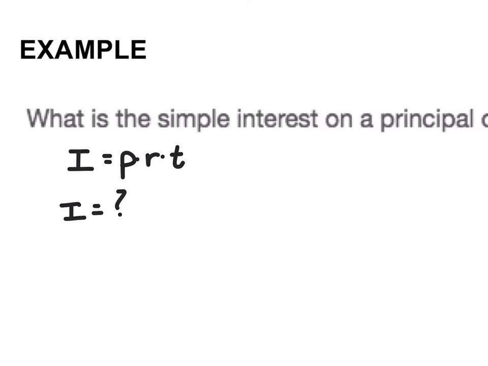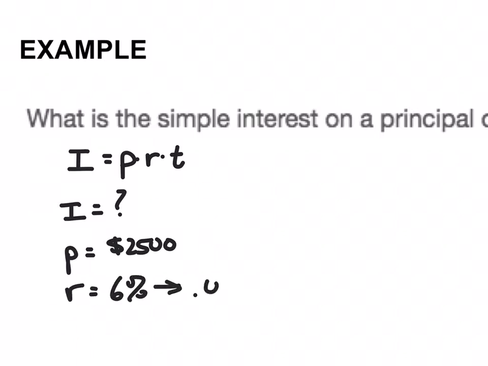What is the simple interest? Okay, we don't know what that is. Your principal amount is $2,500. Your rate is 6%, which translates into 0.06 as a number. And then the time is 3 months. But remember, time is in years.